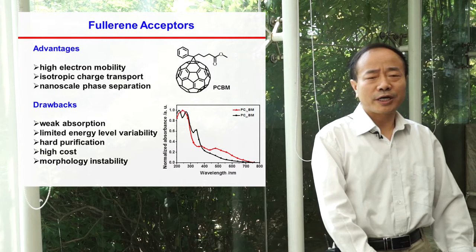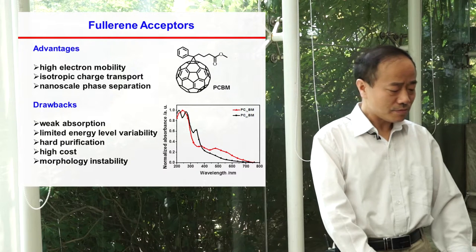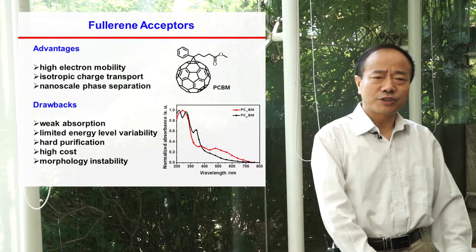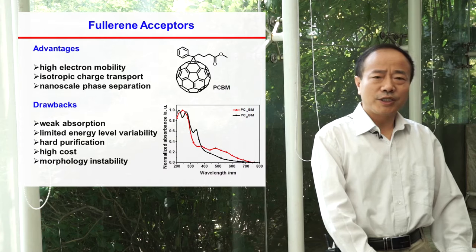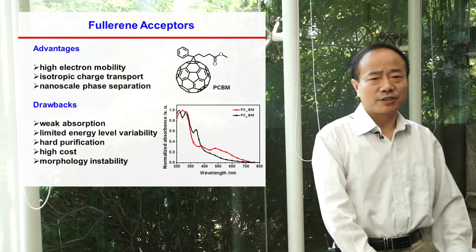However, they also have some shortcomings. For example, they have very weak absorption in the visible region. It's not easy to tune energy levels by chemical reactions. And it's not easy to synthesize and purify them, so their cost may be high. Moreover, they easily diffuse and aggregate in blend films, leading to instability of morphology.